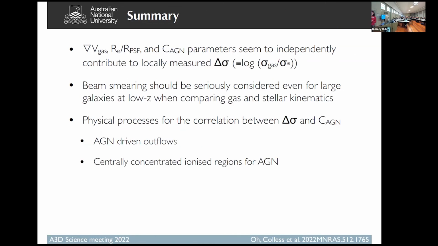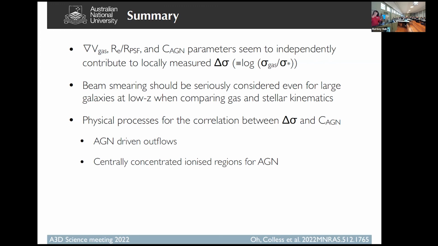So to summarize, I found the correlation between these 3 parameters and the difference between the gas and the stellar velocity dispersions. And to explain this, I introduced the beam smearing effect, and I would like to emphasize that beam smearing should be seriously considered even for large nearby galaxies and even at low redshift, especially when you discuss the gas kinematics. And also to explain the delta sigma and the CAGN relation, I think AGN-driven outflow, so AGN feedback, is doing something there.